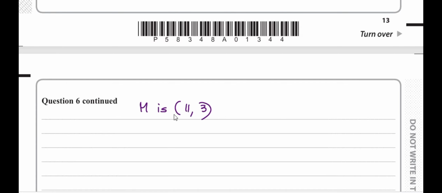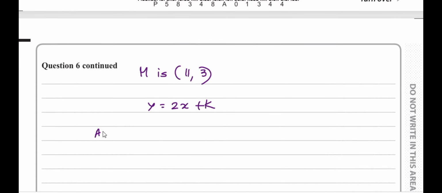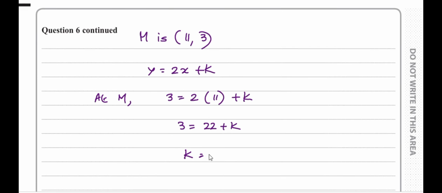So how is this going to help us? We can put this into the equation for the second tangent and figure out what k is. The second tangent was y equals 2x plus k. Therefore at M, y equal to 3, x is equal to 11, so 3 is equal to 22 plus k. Therefore, k is equal to 3 minus 22, which is minus 19.